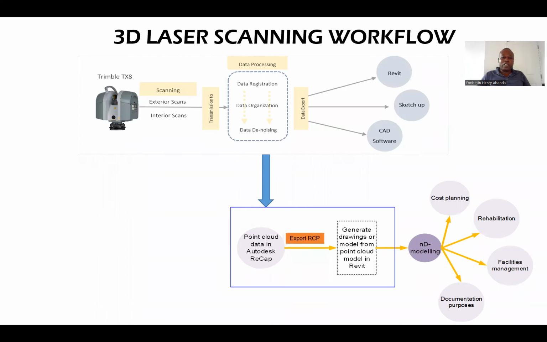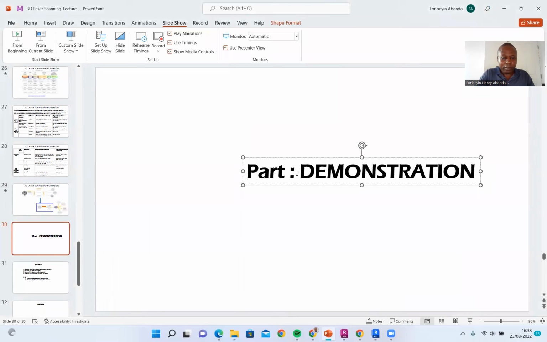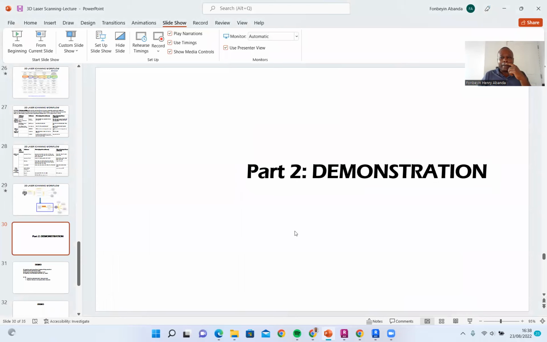But then our focus will just be on how to get point cloud data from Autodesk Recap to Revit. And of course, it depends on the file format, the concept of interoperability. If we have our point cloud in Recap, how does it get into Revit? We have to export it in the RCP format. So this one is part 2, which is the demonstration now. Part 2 is demonstration.